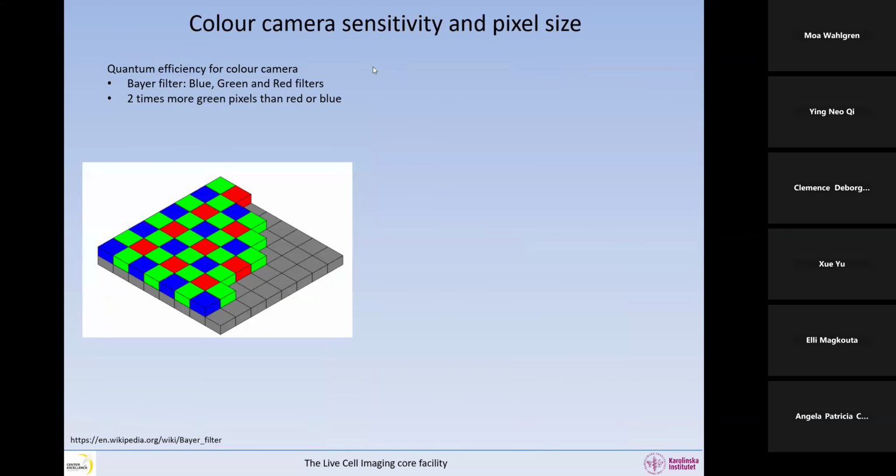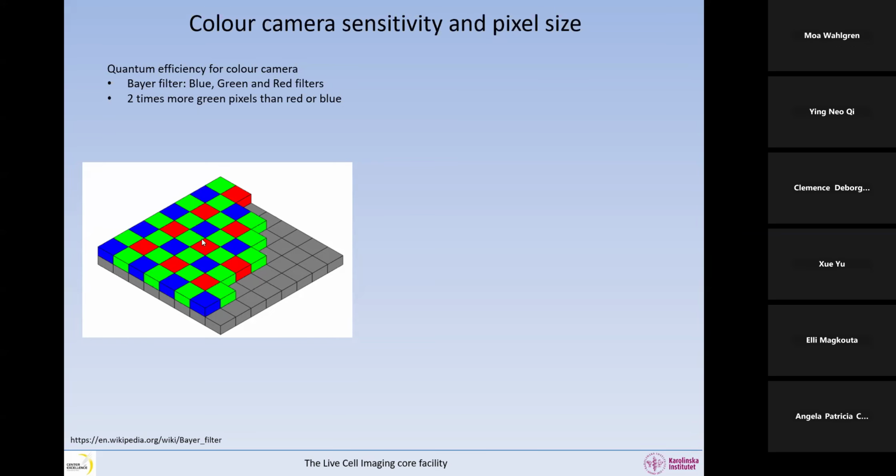So what about color cameras? Color cameras are a bit different. What they have is what is called a Bayer filter on top of the camera. And we have filters, so these are emission filters basically, that are stuck to the camera, and they can be green, blue, or red. And in general, we have 2 times more green than red or blue. So you see we have more green here than red and blue.